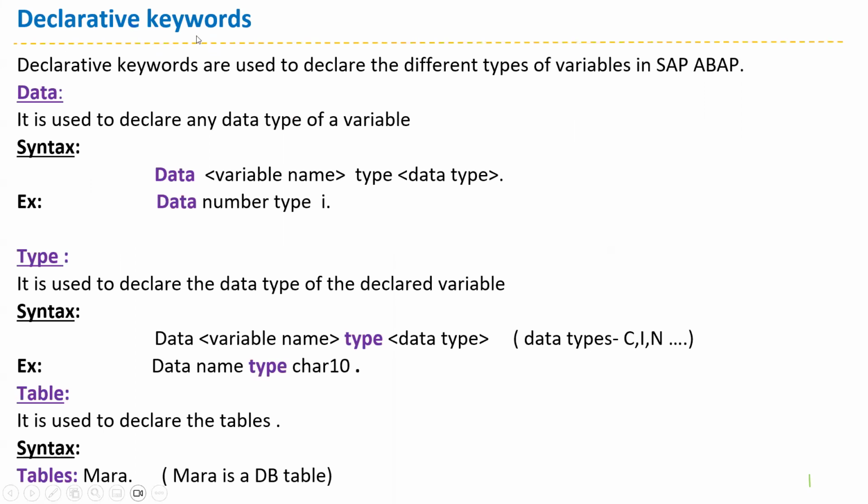We have some declarative keywords. Declarative keywords are nothing but what is used to declare different data types or different types of variables in SAP ABAP. Variables are nothing but placeholders. A variable is what can hold a single value. Within the variable, we can insert the data, we can read the data, we can modify the data. So a variable is nothing but a placeholder where it can store the data.